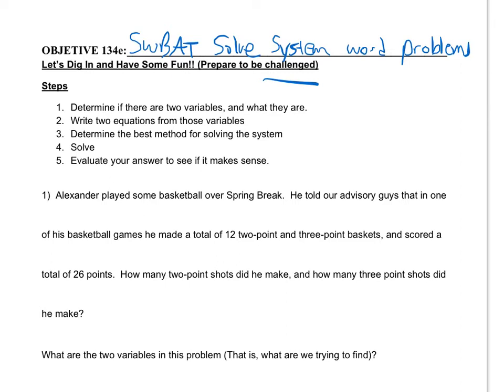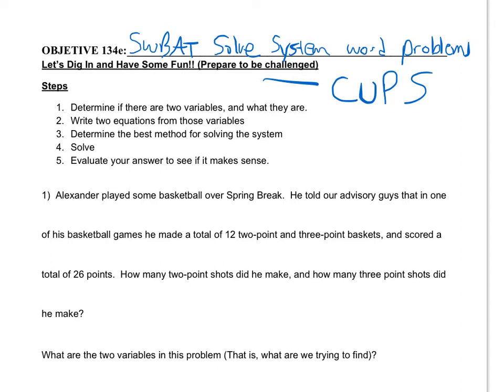Okay, so the steps that we're going to use, first of all, anytime we are solving word problems, you need to use CUPS. CUPS is a way to actively read in math so that we don't miss important things. The first thing we're going to do is determine if there are two variables and what they are. So as we're reading, we're looking for two things that we don't know, or two things that can change.